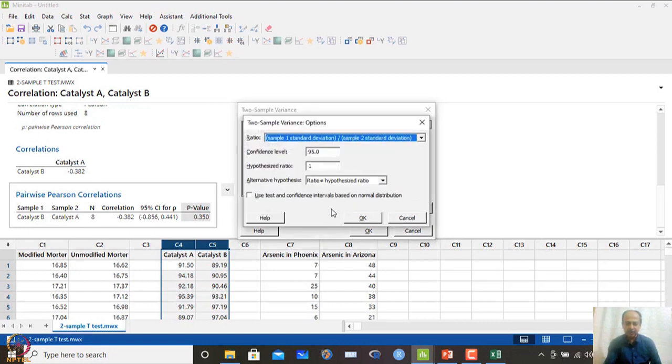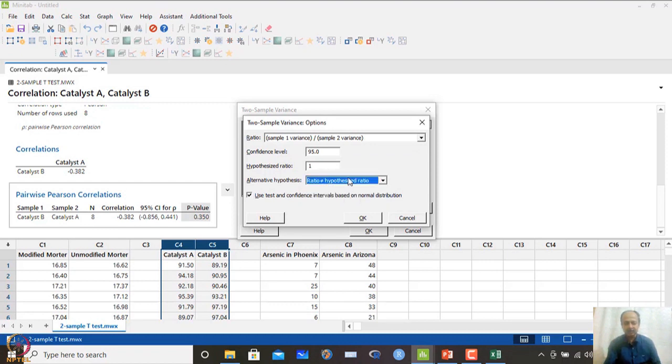Then you go to options over here. Because I have checked normality, I will use the test and confidence interval based on normal distribution. To check whether the variance is the same, I can use variance testing here, or I can also use standard deviation testing. I am using the variance test, let us say. In this case, I want to check whether the variance is the same or not, so ratio not equals to hypothesis ratio.